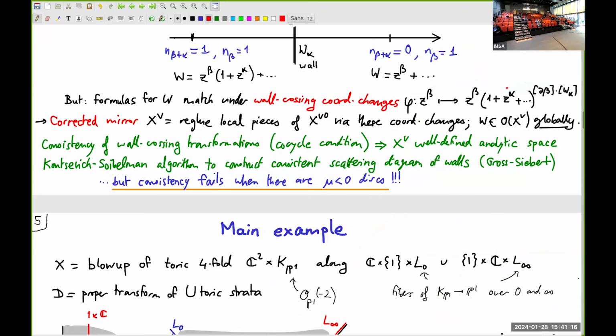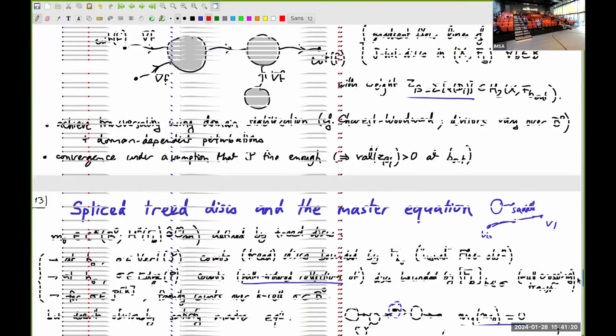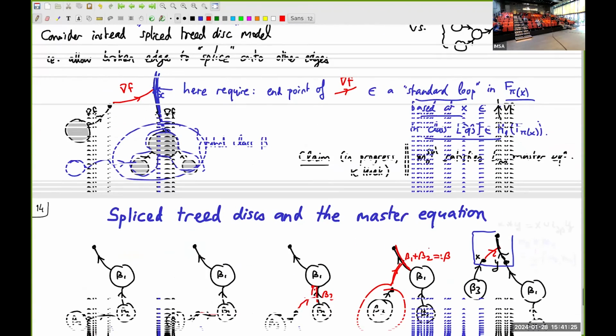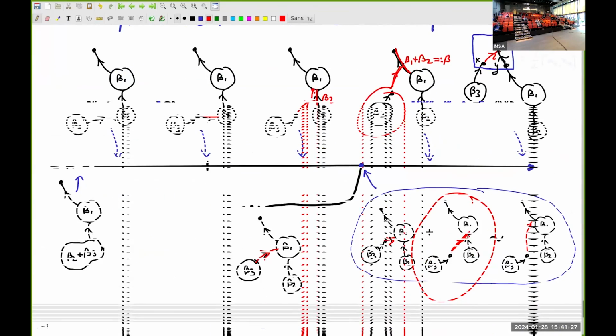Whoops, that is not at all where I want it to be. That is not good. Just a moment.